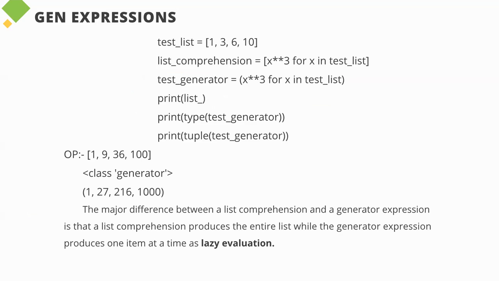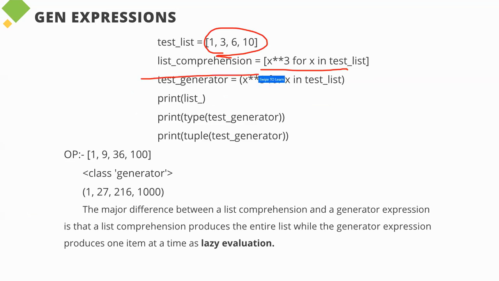Now, let's see generator expressions. They are like list comprehension, right? For example, cube for x in test list generates all the cubes of the test list: 1 cube, 3 cube, 6 cube, 10 cube will be your list comprehension.